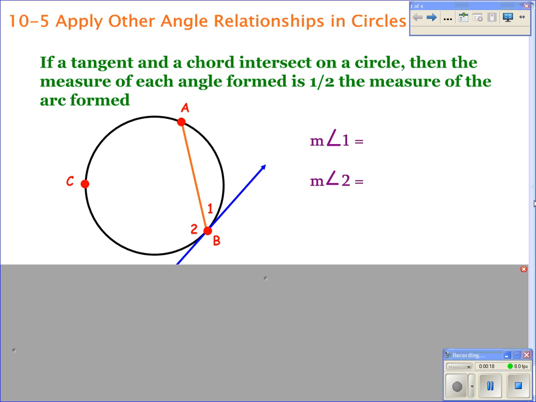So here's our tangent line right here. Here's our chord. And they intersect each other right on the circle. So where they cross each other and overlap each other is right on the edge of the circle. Then the measure of each angle formed is half whatever the arc is.